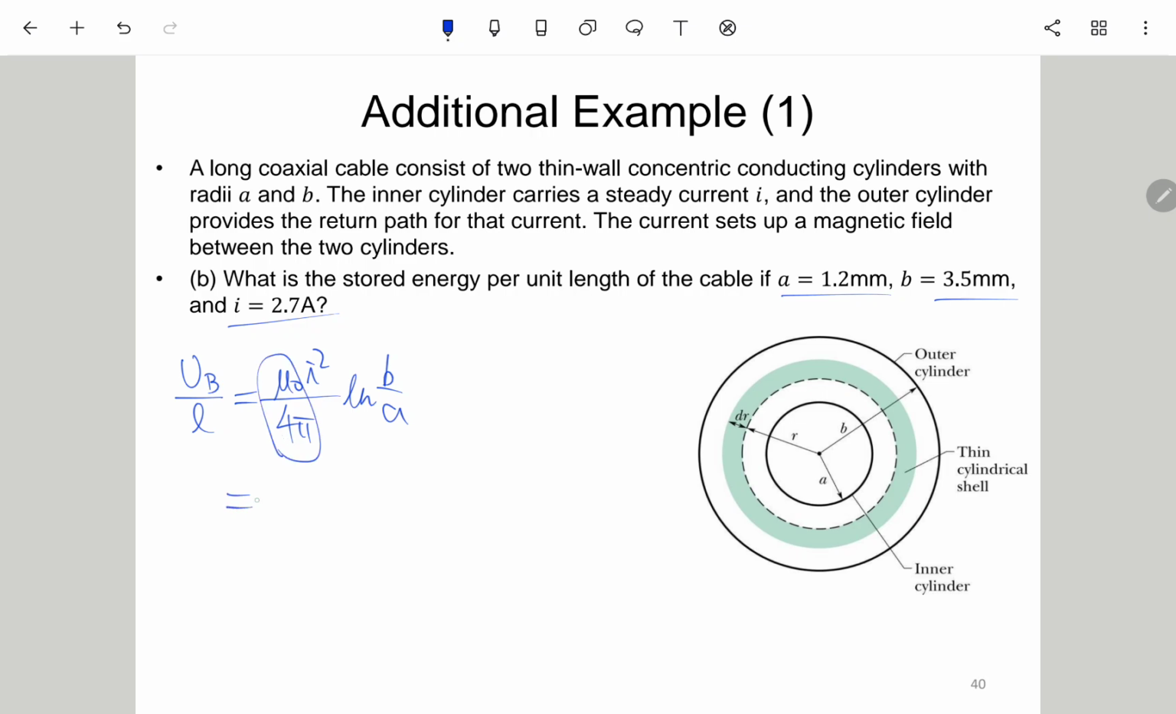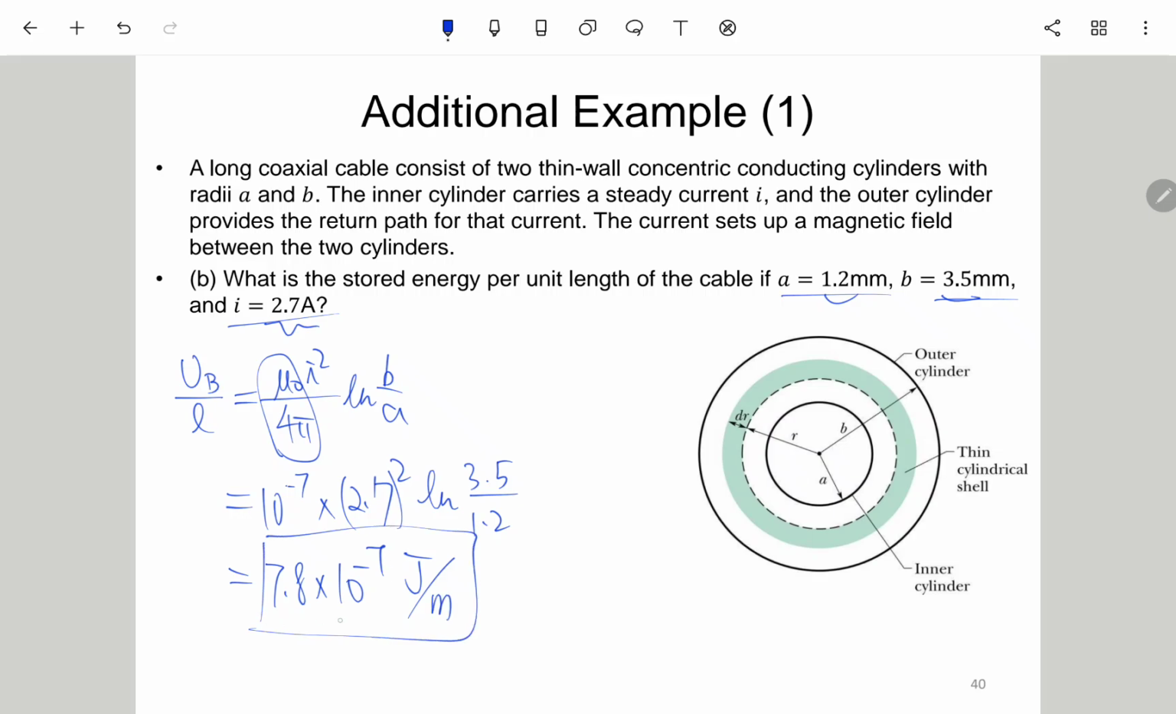Okay, mu 0 over 4 pi is 10 to the negative 7, times I, which is 2.7 quantity squared, times natural log of b over a, which is 3.5 over 1.2. So this is nothing but 7.8 times 10 to the negative 7 joule per meter.